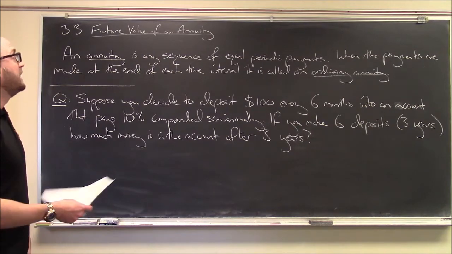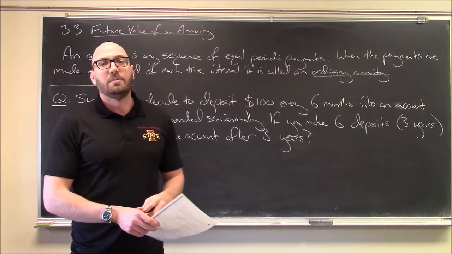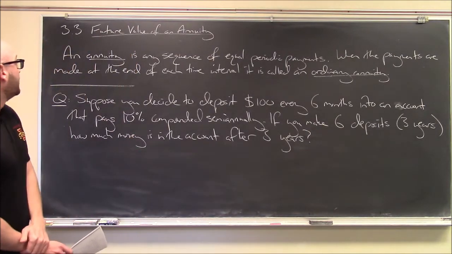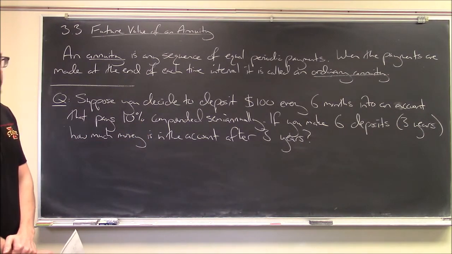So for starters, an annuity is just any sequence of equal periodic payments. And we're going to be looking at a particular type of annuity, an ordinary annuity. So when the payments are made at the end of each time interval, this is an ordinary annuity.